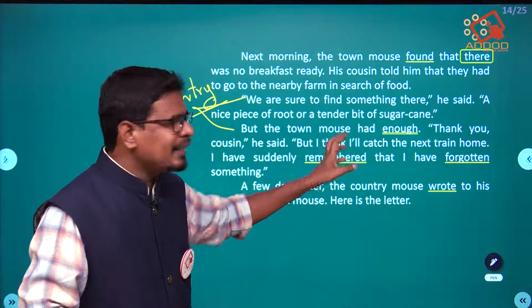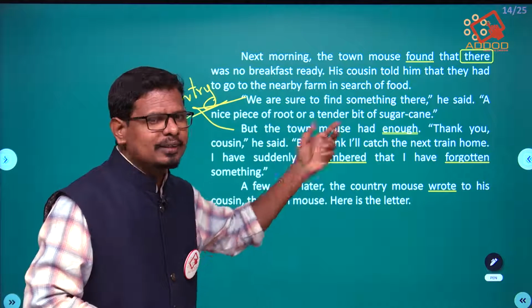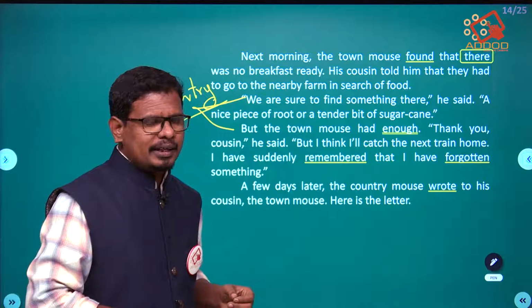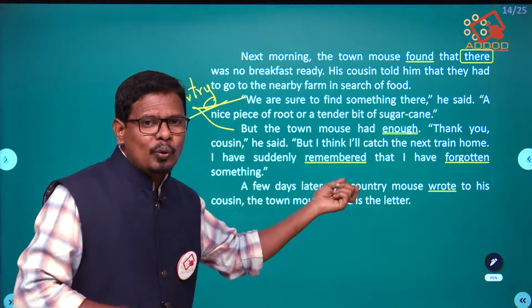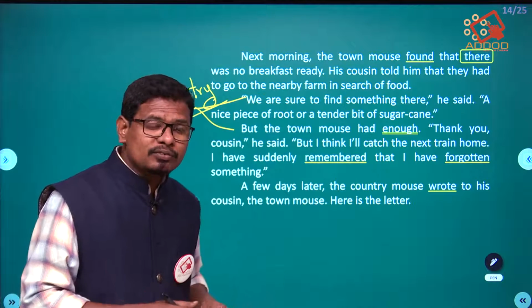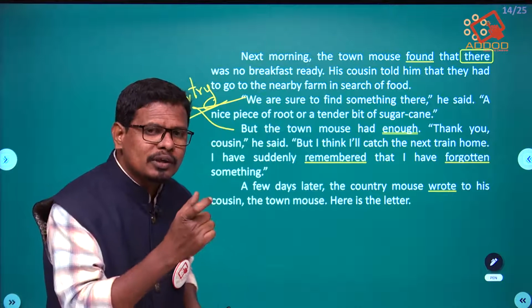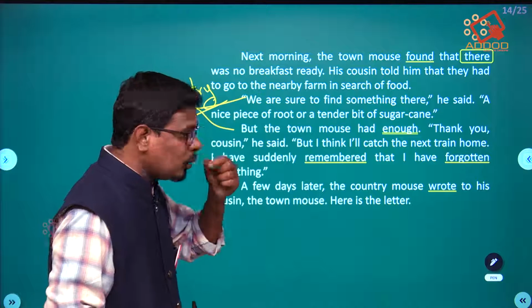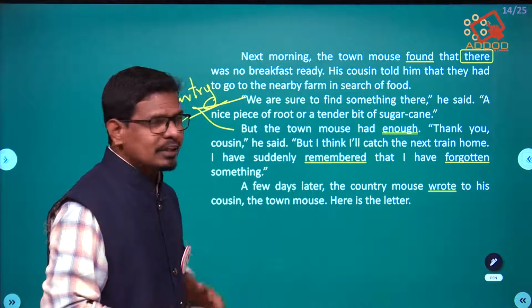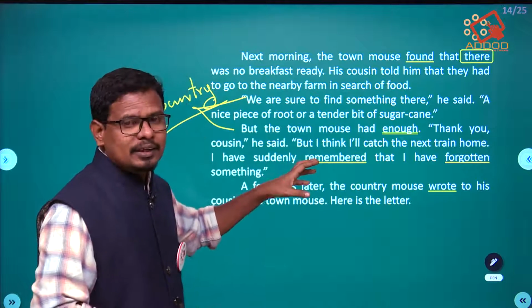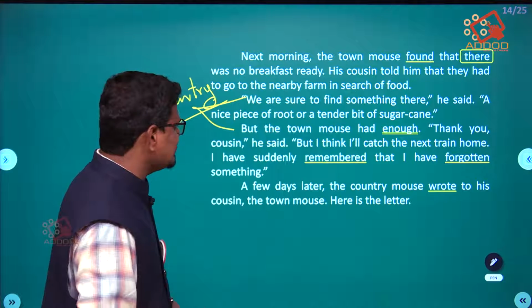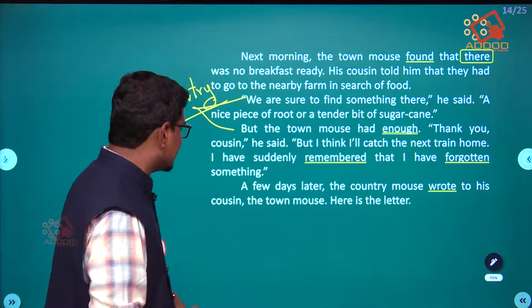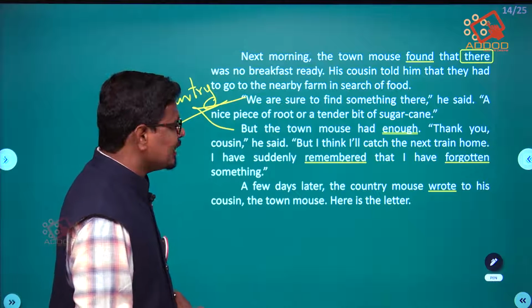No. He didn't like the root. He didn't like the sugar cane. He never wanted to go to a nearby farm in search of roots or a piece of sugar cane. So what did he say? He lied and told them that he wanted to go home. A few days later, the country mouse wrote to his cousin, the town mouse. Here is the letter.